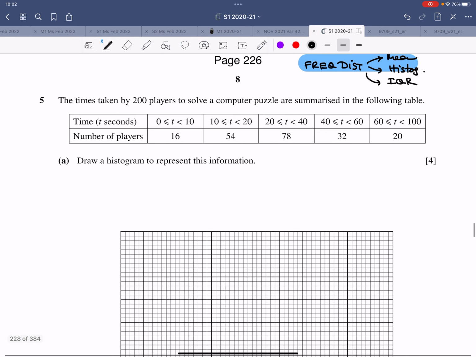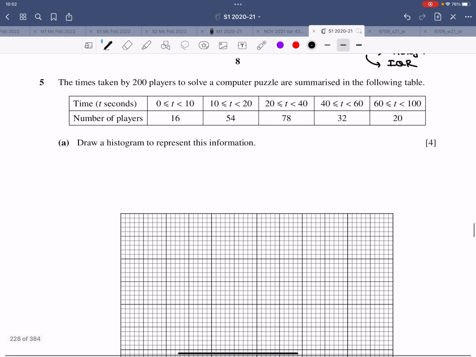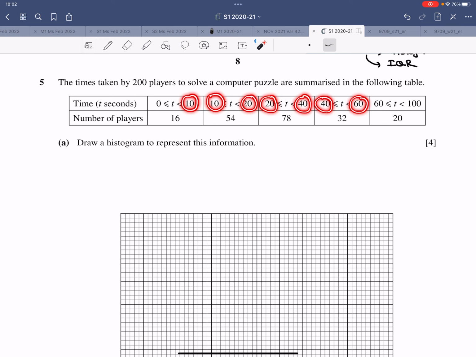First of all, when we have to discuss about histogram, the very first thing that you should observe is that it's starting with 10, ending at 20, starting with 20, ending at 40, starting at 40, ending at 60, starting with 60. So therefore, the very first thing is it's already given as class boundaries. That's the first thing.